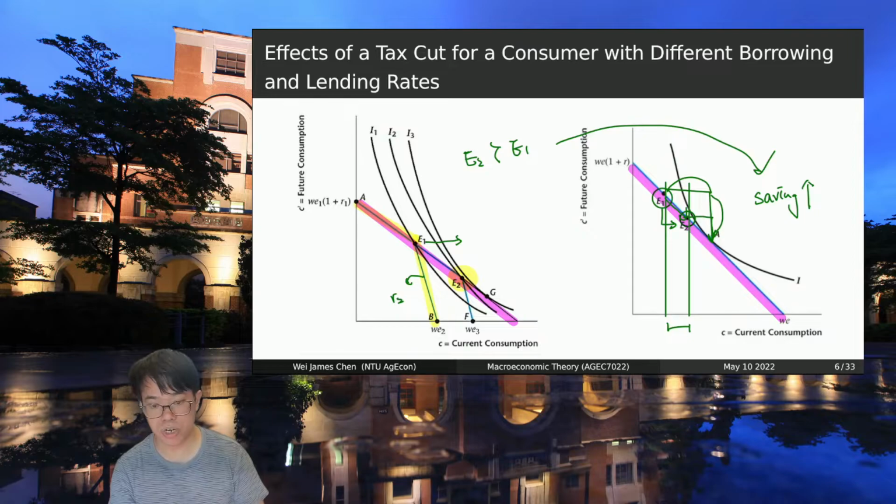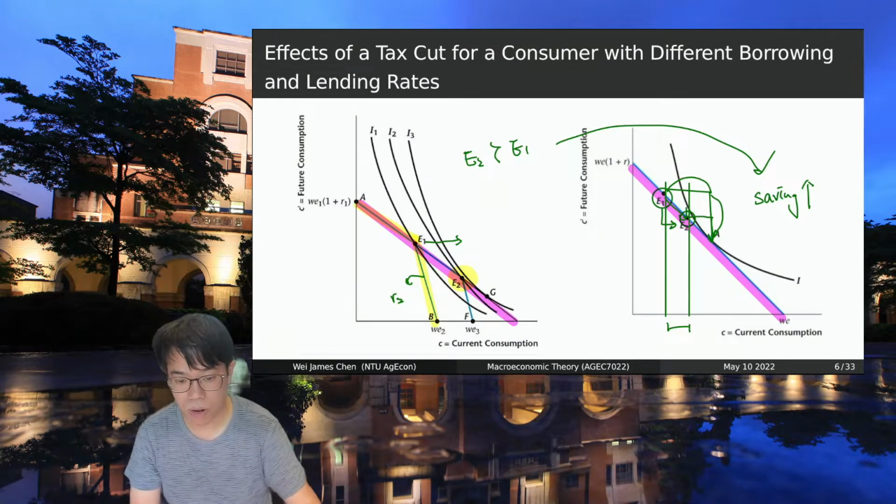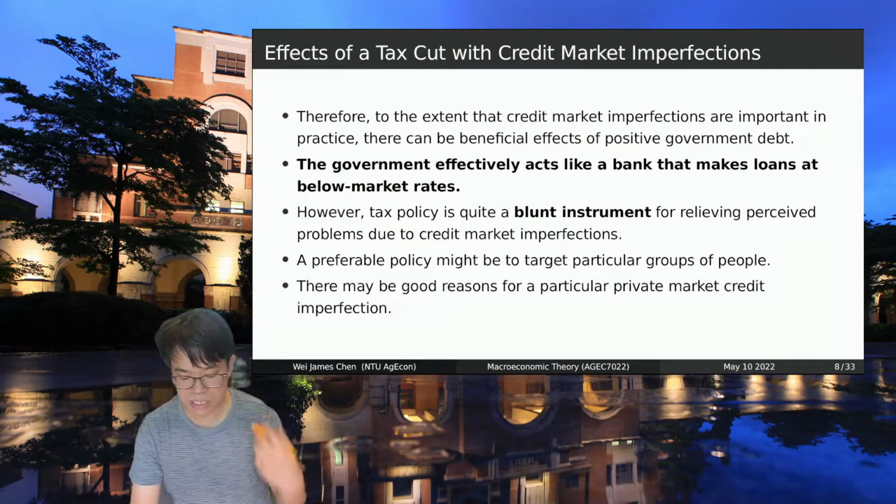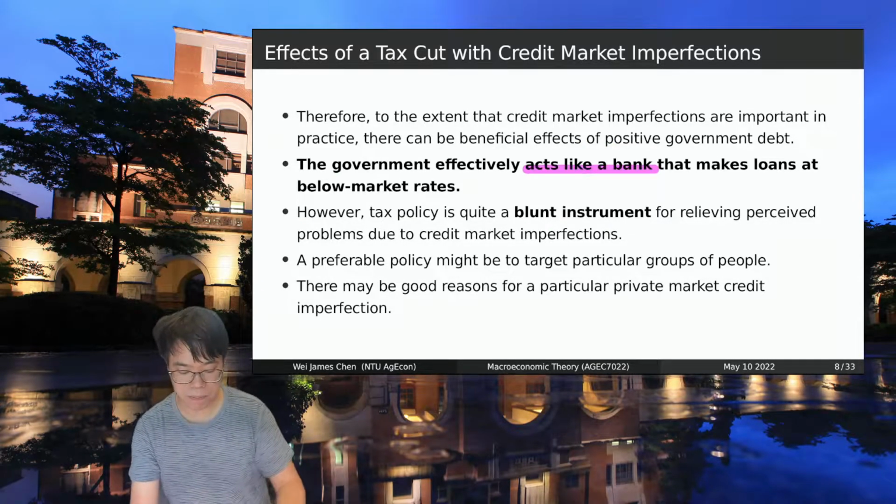And if my budget constraint is like that, there's no problem. So the problem comes from the fact that I cannot borrow with a rate R1. But who can do that? The government can do that, right? The government can borrow at the rate R1. So basically what we're seeing here is the government effectively acts like a bank.